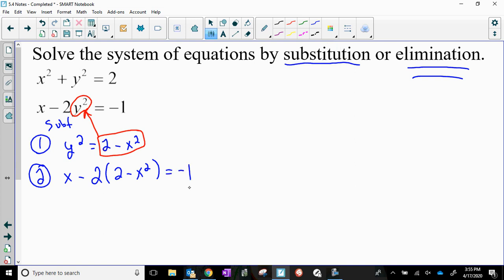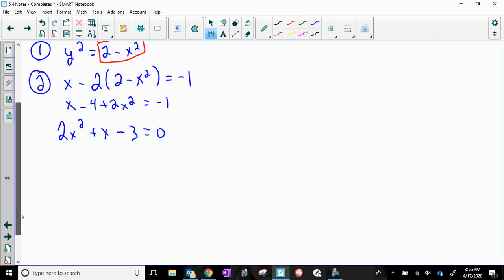Let me copy down the rest of the equation. So I see that I'm going to deal with a quadratic, so I'll get it set equal to 0 and solve. So I'm going to distribute the negative 2. Add 1 to each side. And this is the equation I'm going to solve. So I'm looking for things that multiply to be negative 6 and add up to be 1. The bigger one's going to be positive and the smaller one's going to be negative. They have to be 1 apart and multiply to be 6. So negative 2, positive 3.